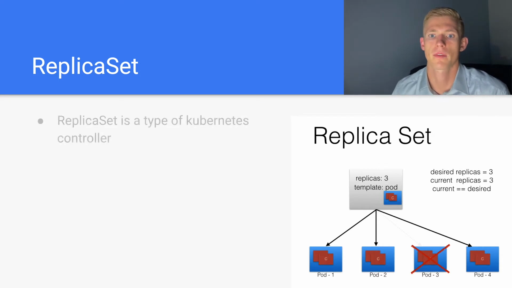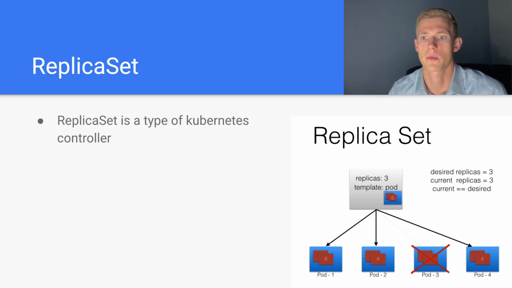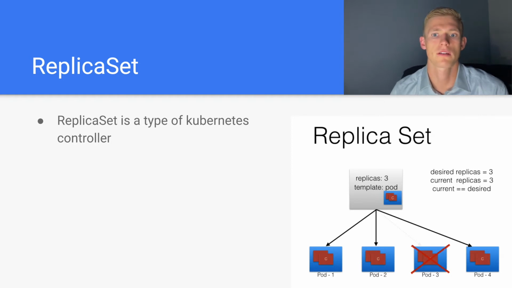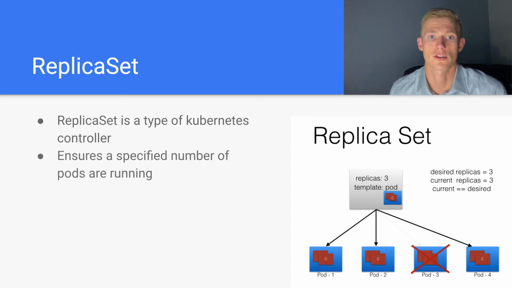So a replica set is a type of Kubernetes controller. You may remember from my prior video about the control plane that there are multiple different types of Kubernetes controller. Well, the replica set is the controller that ensures that a certain number of pods are online in the cluster at all times. It ensures that a specified number of pods are running.